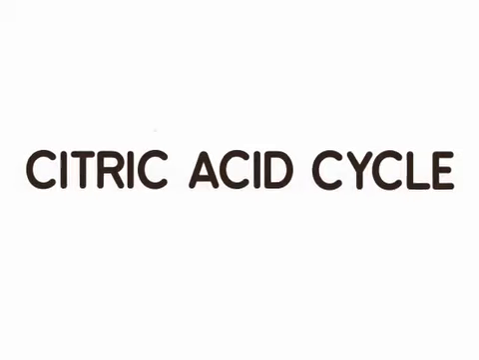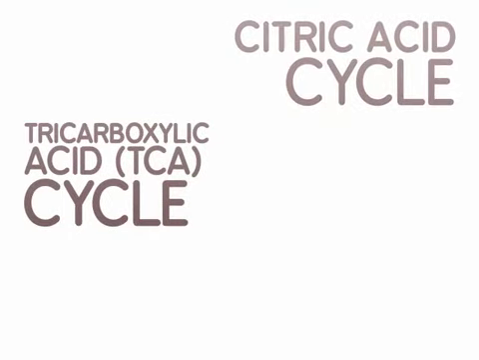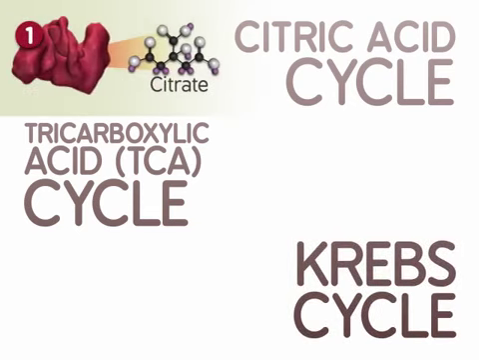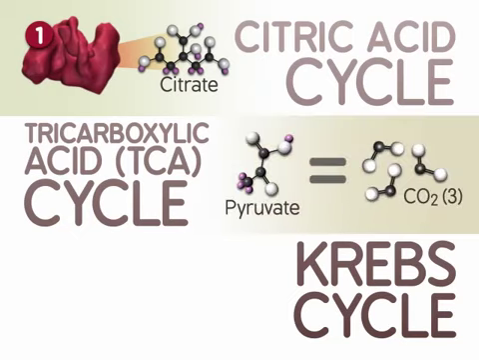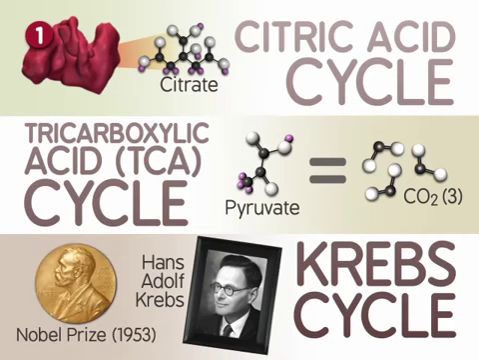The citric acid cycle goes by many names, including the tricarboxylic acid, or TCA cycle, and the Krebs cycle. Citric acid refers to the citrate that is produced in the first step of the pathway. The tricarboxylic acid title gets its name from the 3 carbon dioxides that are produced for each fully oxidized pyruvate. Krebs refers to Hans Adolf Krebs, who identified the full cycle in 1937. He was eventually awarded the Nobel Prize for Physiology or Medicine in 1953 for his discovery.